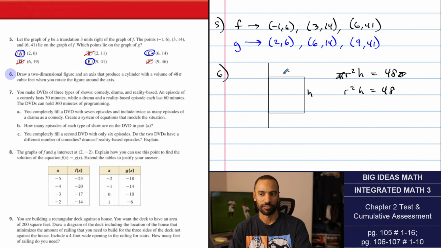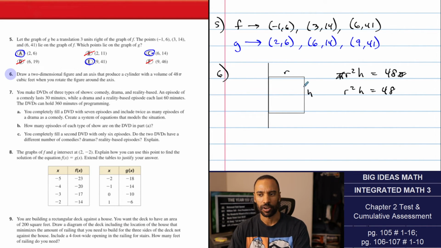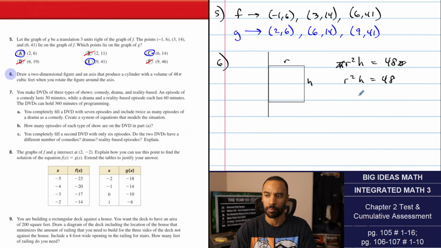I guess there's not much more I have to say on that. It's just these are the dimensions they say. Draw a two-dimensional figure, so for this two-dimensional figure, I have to come up with these numbers. So I can make things up, right? I just need to make sure that r squared times h is 48. So I can make up numbers as I go.